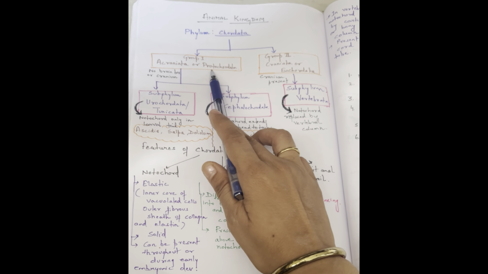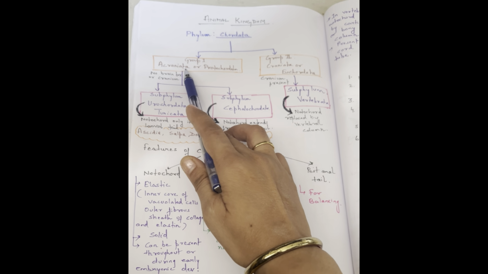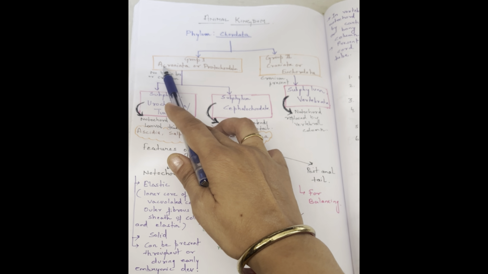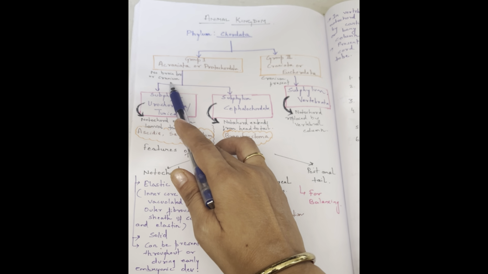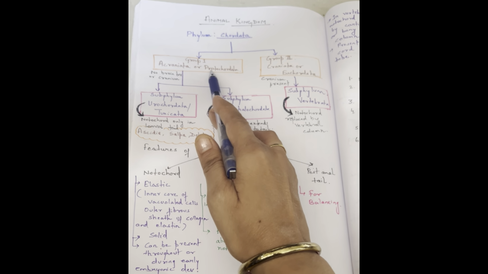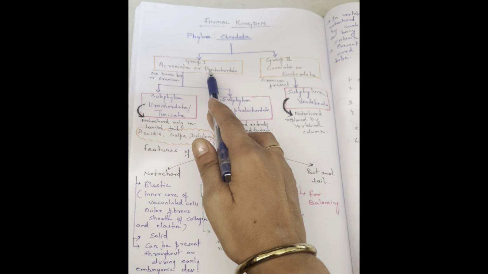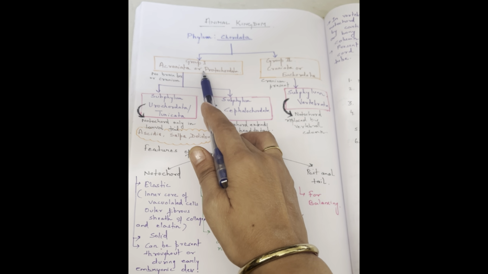Proto means primitive. A means Acrinata. Cranium is the brain box and A means they don't have a brain box. So no brain box or cranium. Brain box is also known as cranium. So that is why they're known as proto, because they are coming before the real chordates. This will come under group 1.